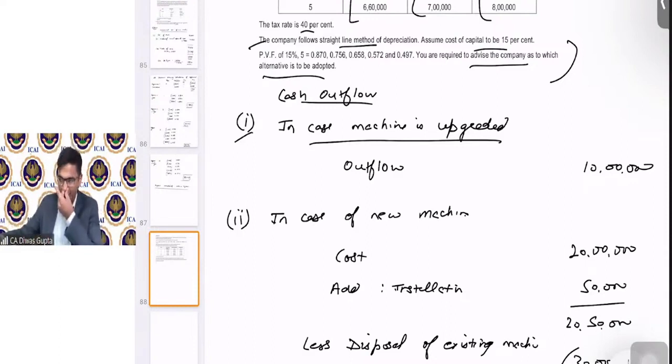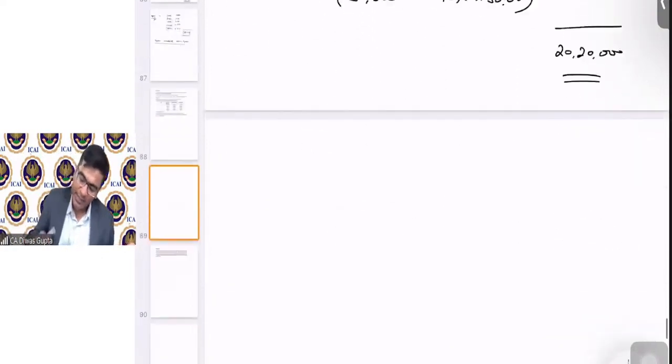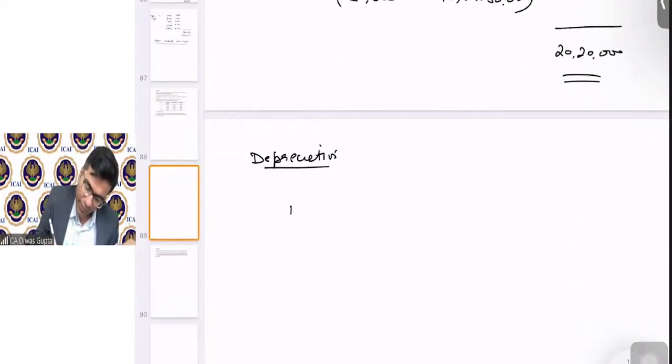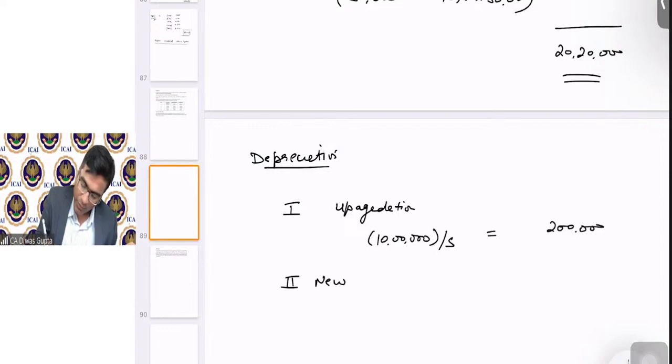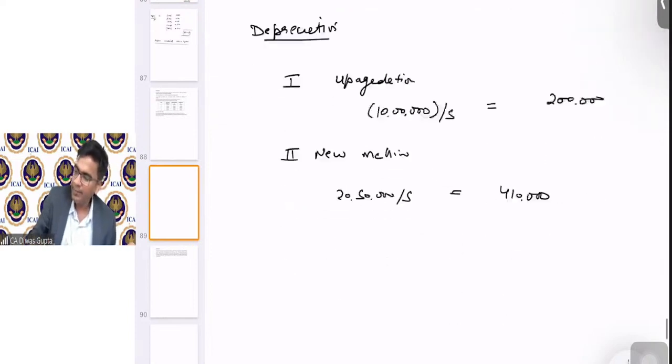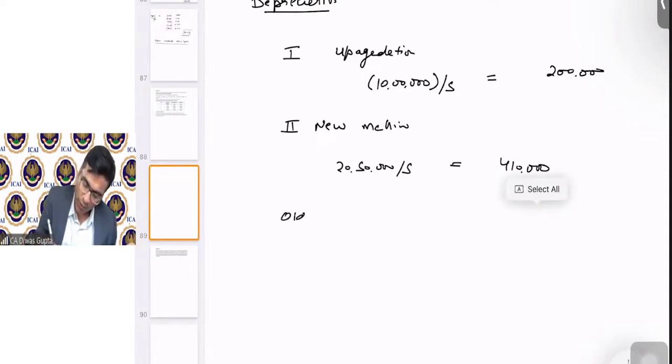Then we can also calculate the depreciation. First alternative is what? Upgradation, right? Upgradation 10 lakhs divided by 5. This gives us 2 lakhs. Second, new machine. How much will be 20 lakh 50,000 divided by 5, which will be 4 lakh 10,000. Correct. So the old machine, there is no depreciation on this because the WDV was already 0. Okay, students.